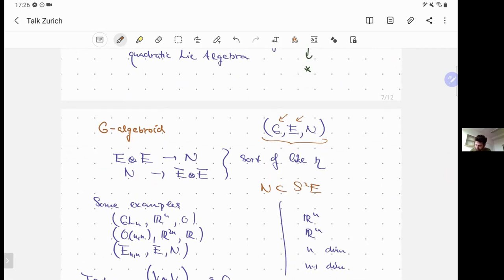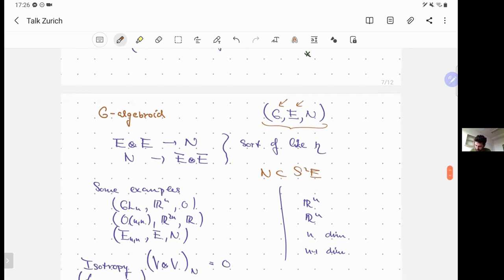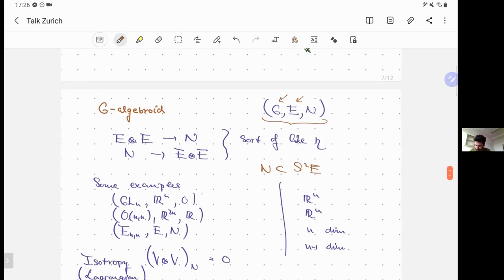And so just to give you examples of how the previous stuff fits inside, we can find these triplets for Lie algebroids when we choose GL(n) to be the structure group, and E to be R^n, and the zero or trivial representation as the associated bundle for N. For that reason, we don't see any pairing in the case of Lie algebroids, because it's just nonsensical to define something from E⊗E to zero.